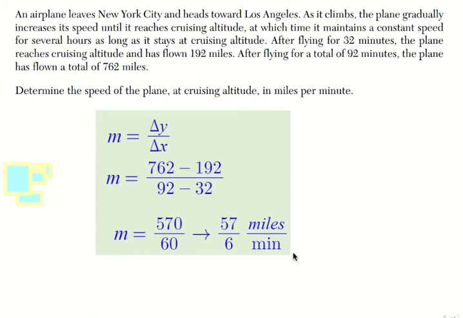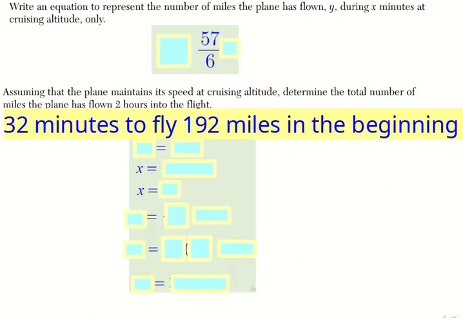Now, this is a multi-point question, so there are extra parts that weren't included. But I just wanted to show you what they were to say, even though the questions are bigger, doesn't mean it's that much harder. So the rest of the question says, write an equation to represent the number of miles the plane has flown, y, during x minutes at cruising altitude only.